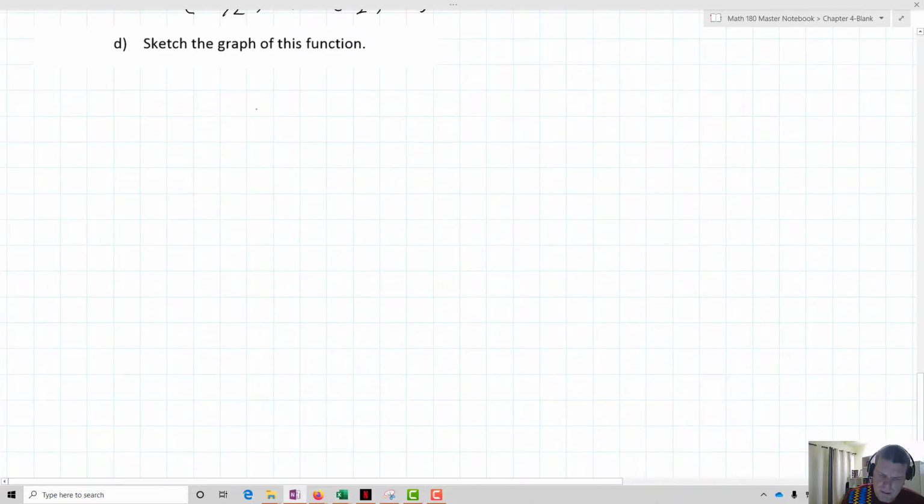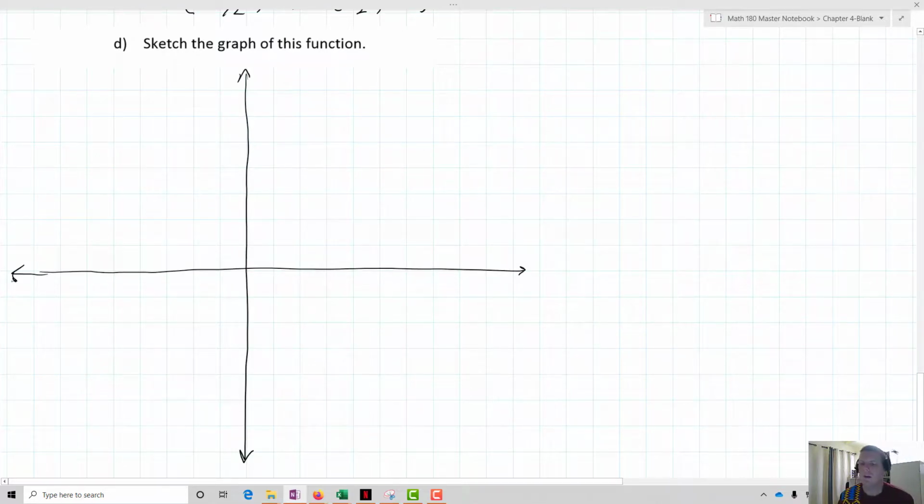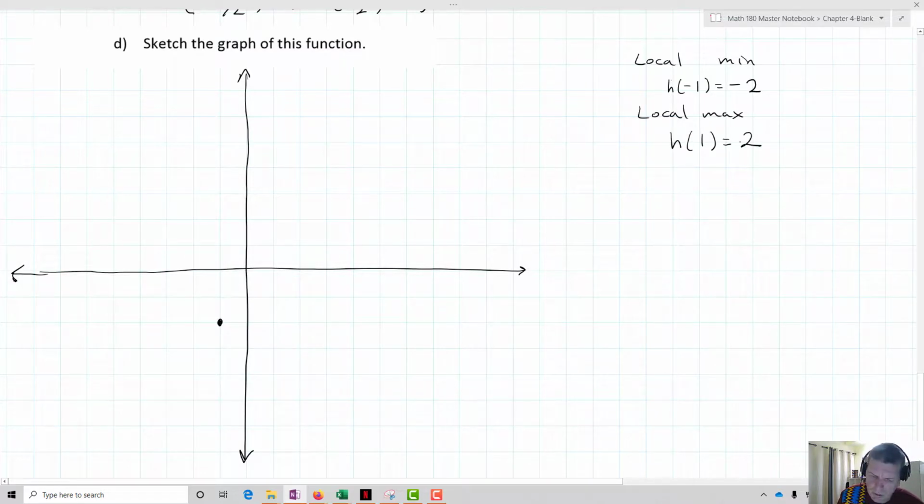So now let's graph the function. We use this side in order to do that. Okay? And so let's start out with our critical numbers. Right? We have a local min at h of negative 1 equal to negative 2. So that's going to be right here. Okay? We'll have a local max at h of 1, which will equal 2. h of 0 is going to equal 0. So we'll know we'll put it right there.